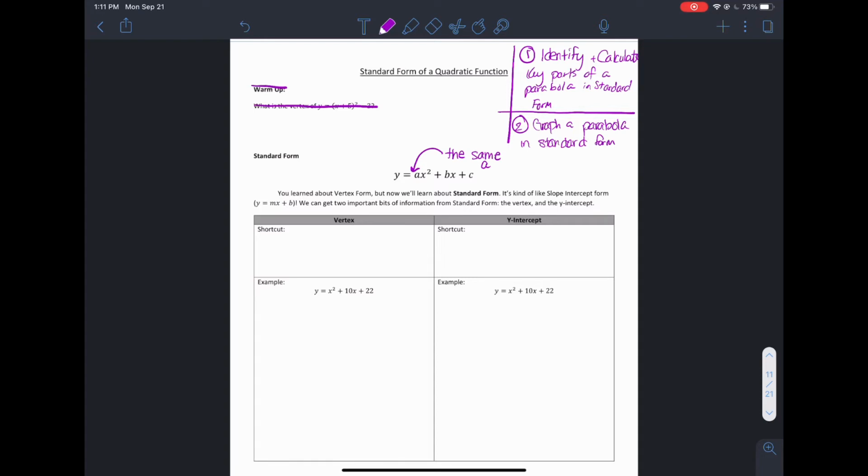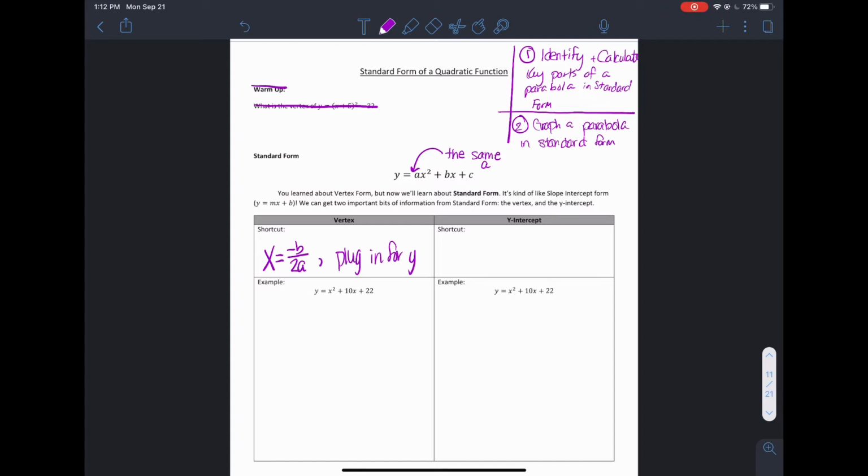Okay. So, when I'm looking for the vertex in standard form, I can find the x-coordinate by using the formula x equals negative b over 2a. Then, to get the y-coordinate, I just plug in for y. So I'm going to substitute that x value into the equation, and I'll get y.